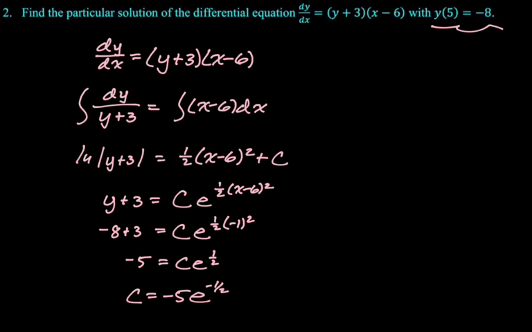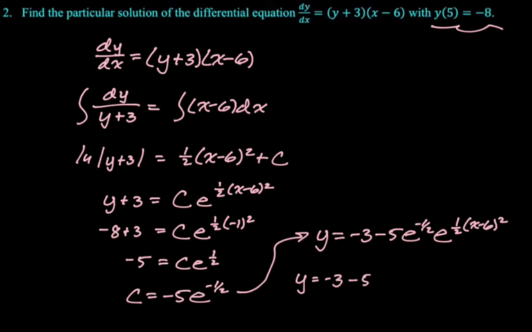Now we're just going to go back and substitute in. So I do need to solve for y. I don't want to have y plus 3. So I'm going to subtract 3 from both sides, negative 3, plug in for c, minus 5 e to the negative 1/2, quantity, and then times e to the 1/2 quantity x minus 6 squared. I had a lot of trouble saying that. You have e to the negative 1/2 times e to the 1/2 quantity x minus 6 squared. I'm going to combine those. They have the same base, so you add the exponents. So y equals negative 3 minus 5 e to the 1/2 quantity x minus 6 squared, and then minus 1/2.